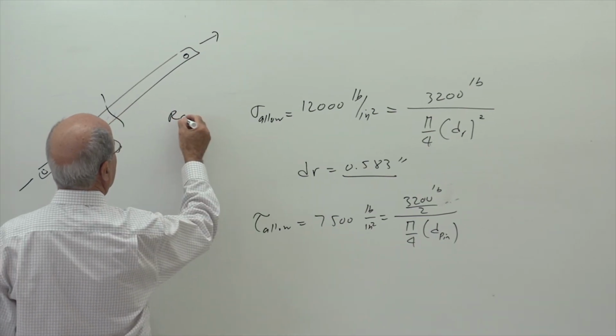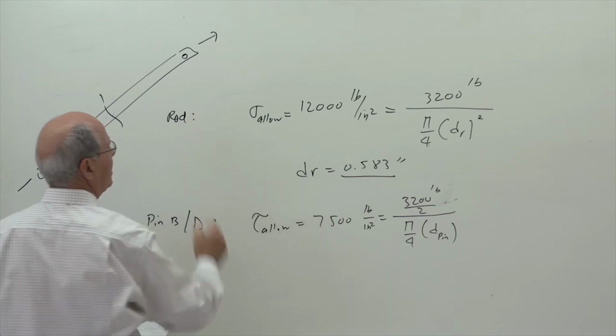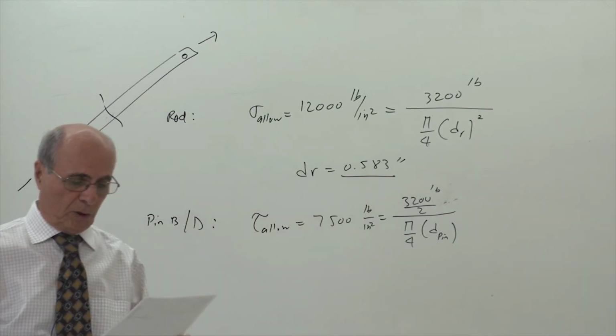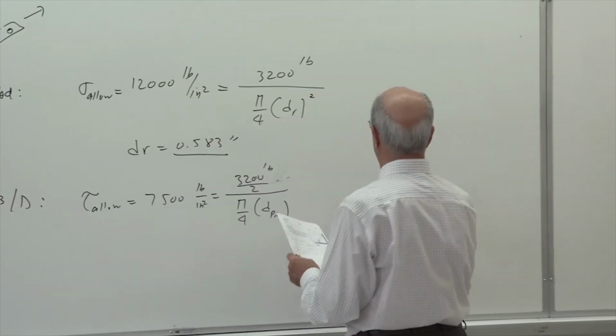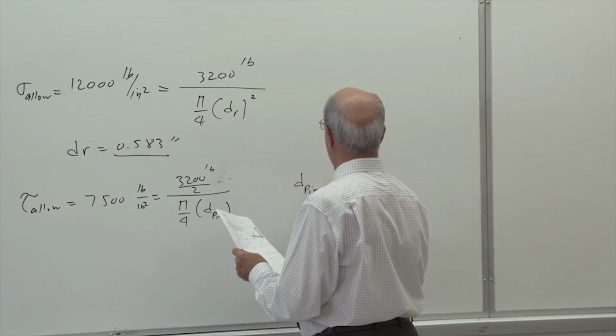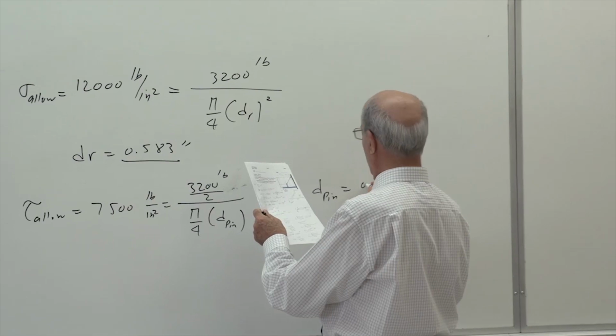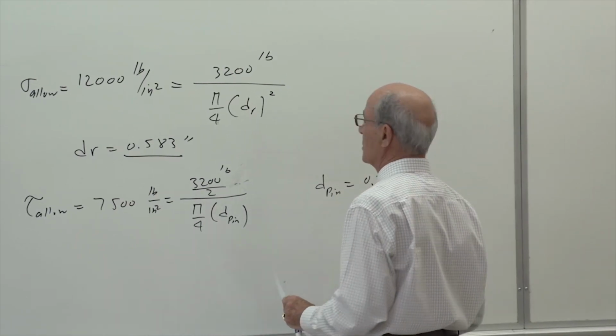This is for the rod. So you just specify what you are doing, so that makes reading a little bit simpler. Nevertheless, this one, D of the pin, becomes equal to 0.521 inches.